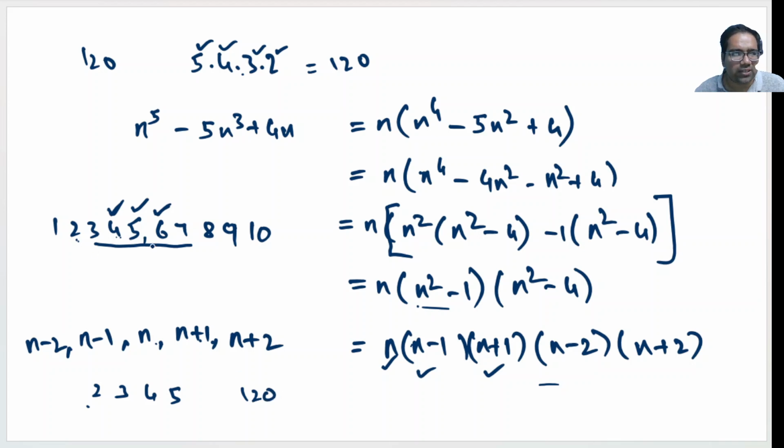Even if you take the first 5 numbers, 1, 2, 3, 4, 5, then also it is 120. Any other numbers if you take, it is definitely greater than 120, and it is definitely a multiple of 120.